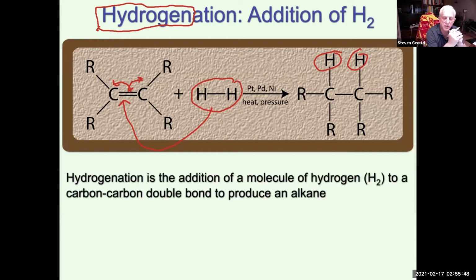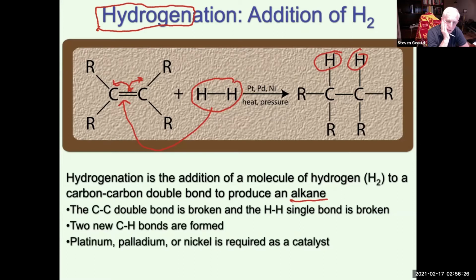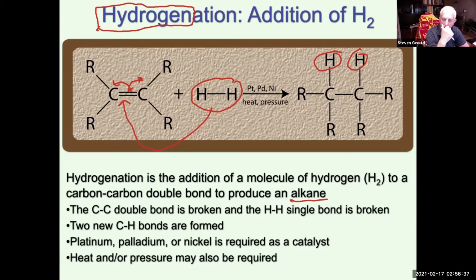So hydrogenation is the addition of a molecule of hydrogen, H2, to a carbon-carbon double bond to produce an alkane. So you have an alkene as your reactant, and it ends up with an alkane as your product. The carbon-carbon double bond is broken, and the hydrogen-hydrogen single bond is broken, and they're reformed to give you the alkane that you just saw. The new carbon-hydrogen bonds are formed. Like I said, platinum, palladium, or nickel is required as a catalyst, along with the addition of heat and pressure for this reaction to occur. That's hydrogenation.